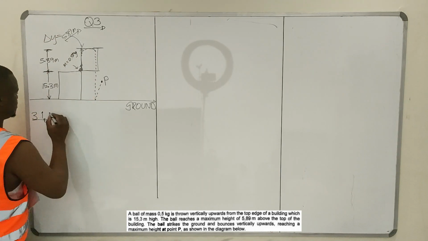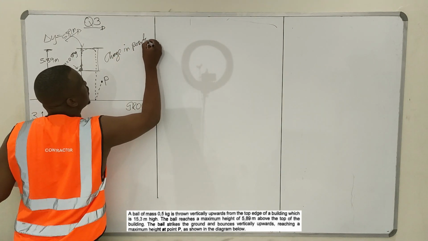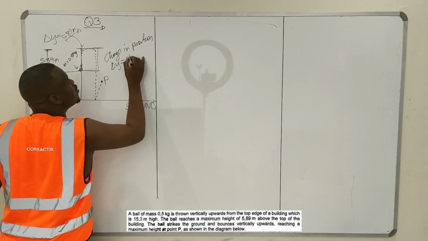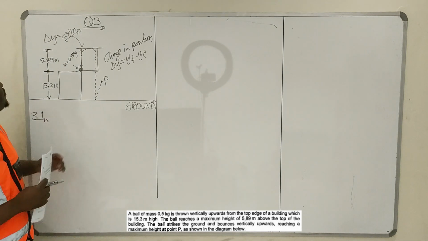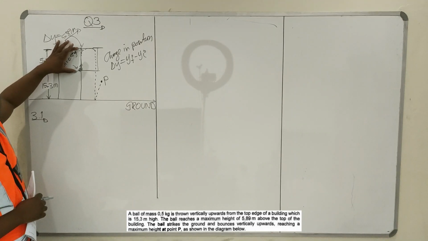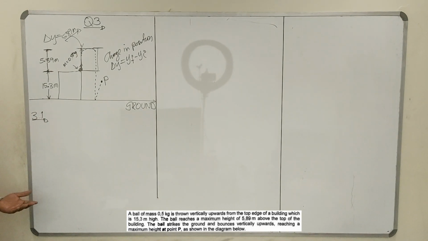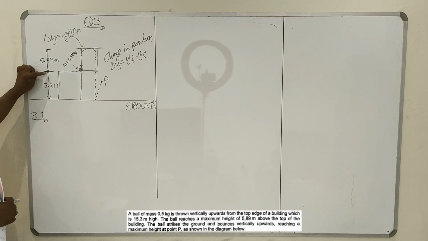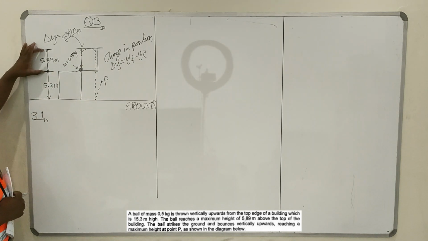You call the change in position, which you calculate as delta y is equal to y final minus y initial. It is the change in position. So you say final position minus initial position. What was the final position? Your initial position was 15.3, which is this one here, right? And the final position is 15.3 plus 5.89. That is your displacement.